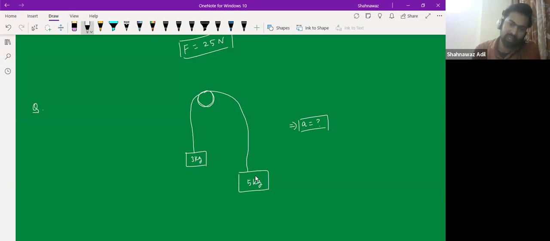You guys know that this is going downwards because this is heavier, and this is going upwards. So use Newton's laws of motion and find out what would be a. In the next class, I will take some interesting pulley questions, and then we'll practice those. But because this is coming into my mind, we did one pulley question earlier, and this is the simplest one.